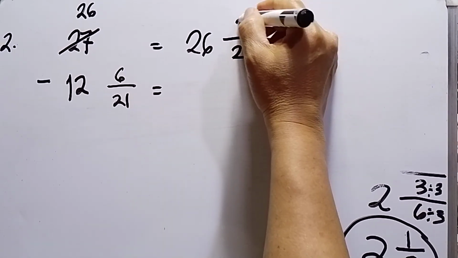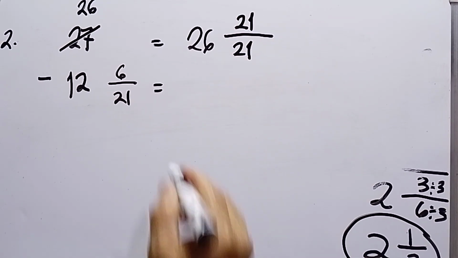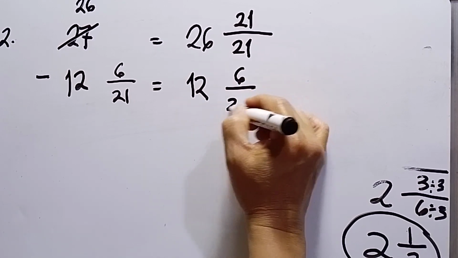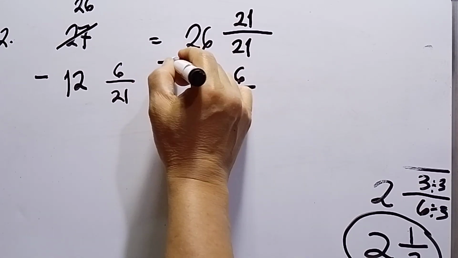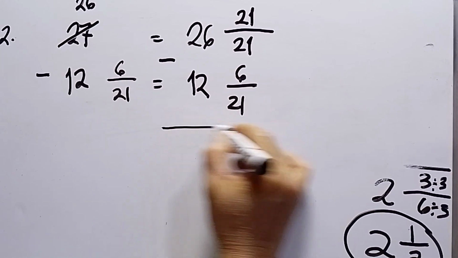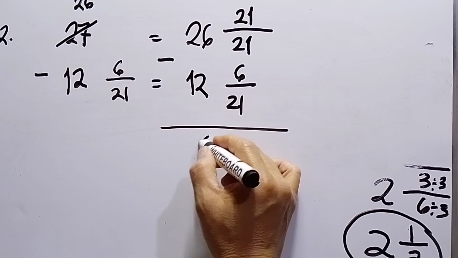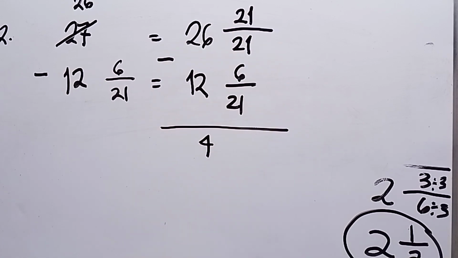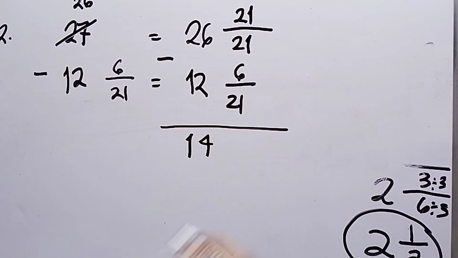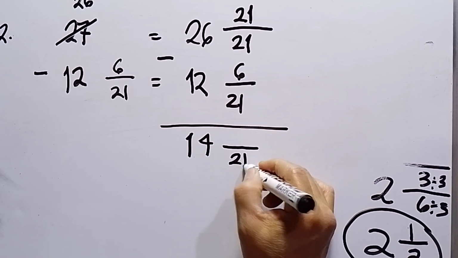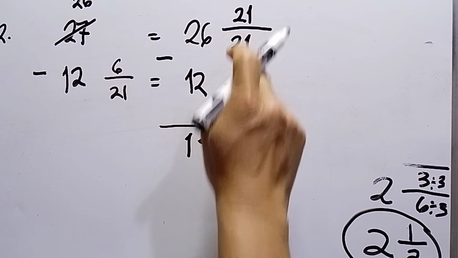And then 21 over 21. This will be 12. And then 6 over 21. Subtract. So this will be 6 minus 2 is 4. And then 2 minus 1 is 1. So I have 14. How about the fraction? The fraction will be the same.